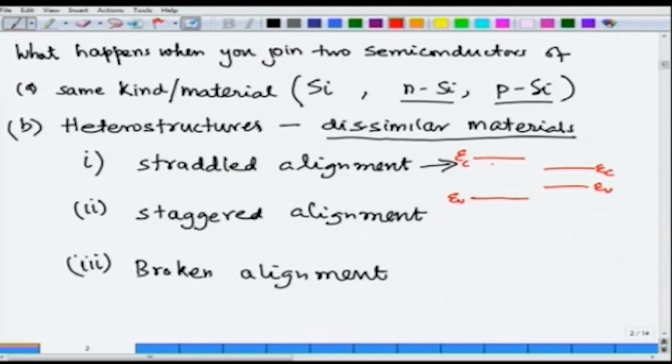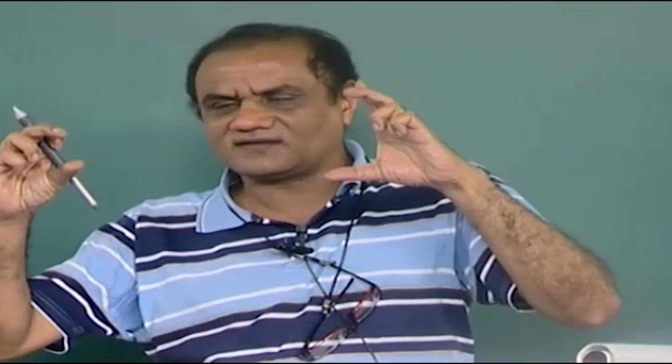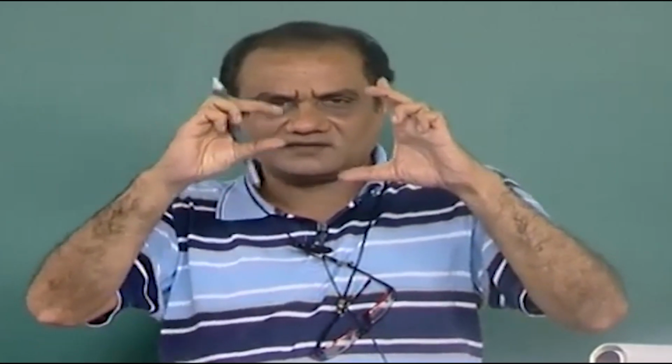For example, this could be aluminum gallium arsenide, whereas this may be gallium arsenide, the smaller band gap material. Straddled alignment means that within the large band gap, the second material has its alignment somewhere in the middle, between its EC and EV, as I have shown in this picture.